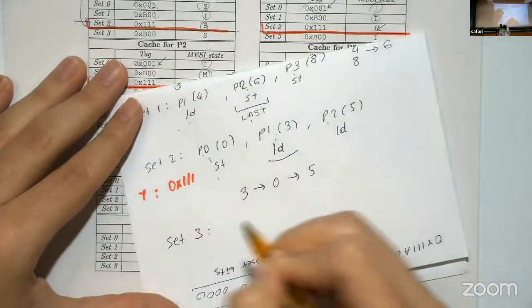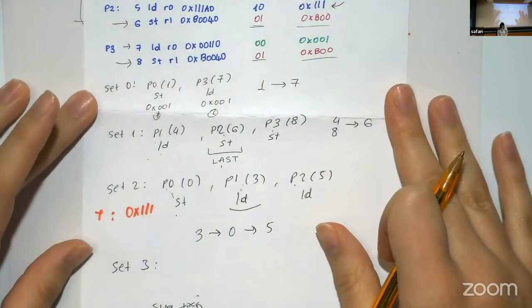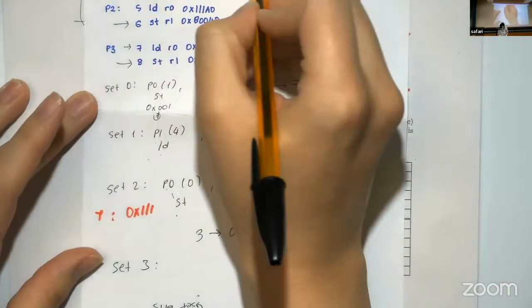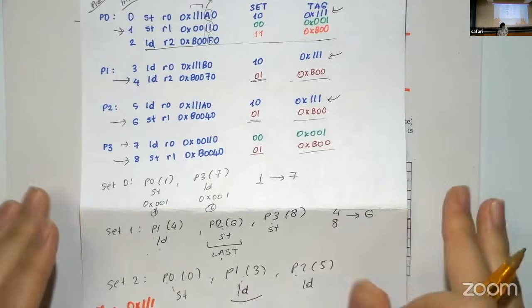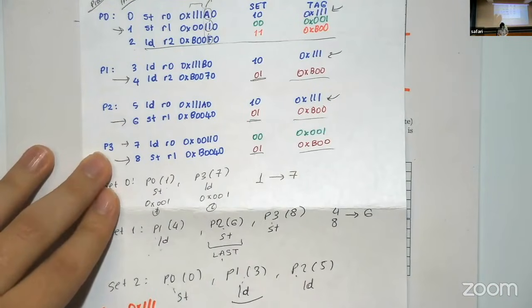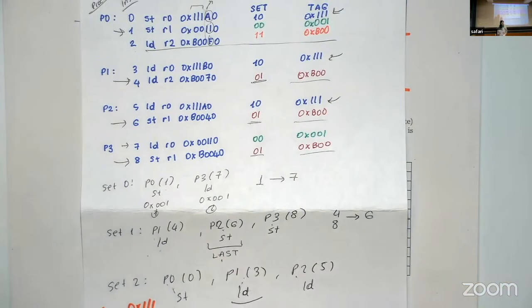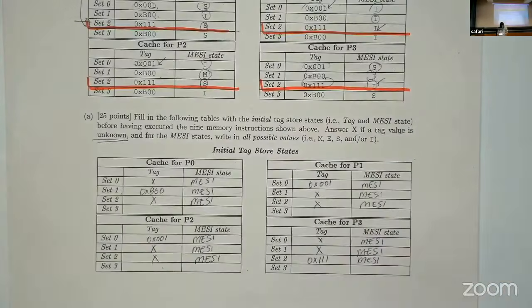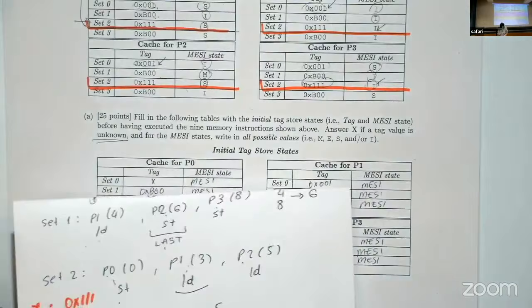Let's take a look at set 3. We only have one instruction, which is this one from P0, instruction 2, and it's a load, and that's pretty much it. So we don't do any ordering for this one. And let's check the states for this one.